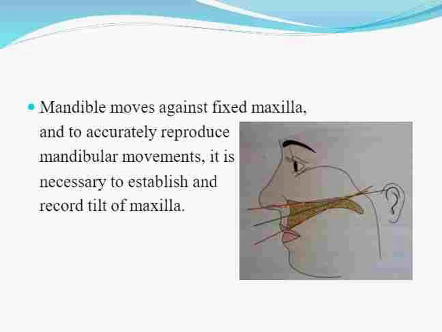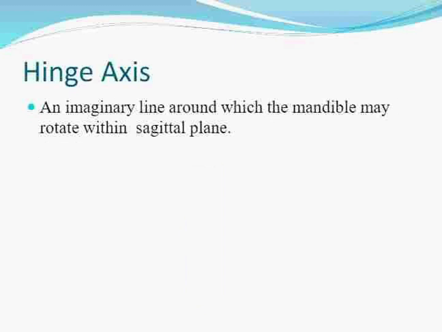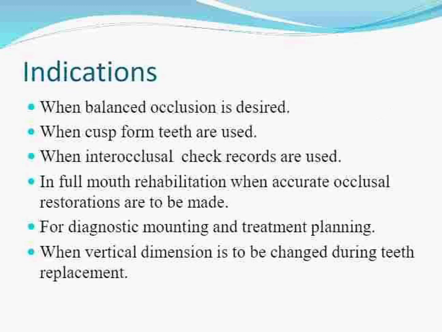For this, it is necessary to establish an accurate plane of occlusion which can be used as a reference for obtaining occlusion or arrangement of teeth. It records the angulation of the maxilla, that is, a plane that should be formed with at least 2 points in the posterior region and one anterior reference point. For that, we need to know what is called the hinge axis, which is an imaginary line around which the mandible rotates from one center of the condyle to the other.